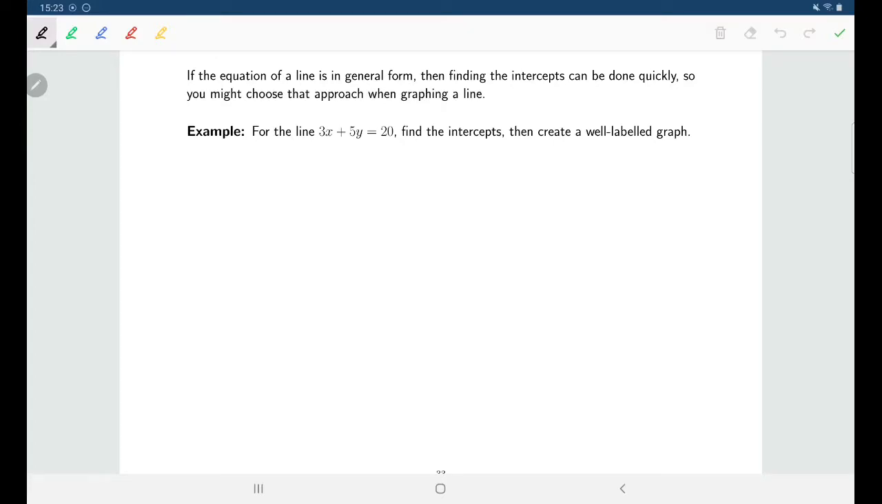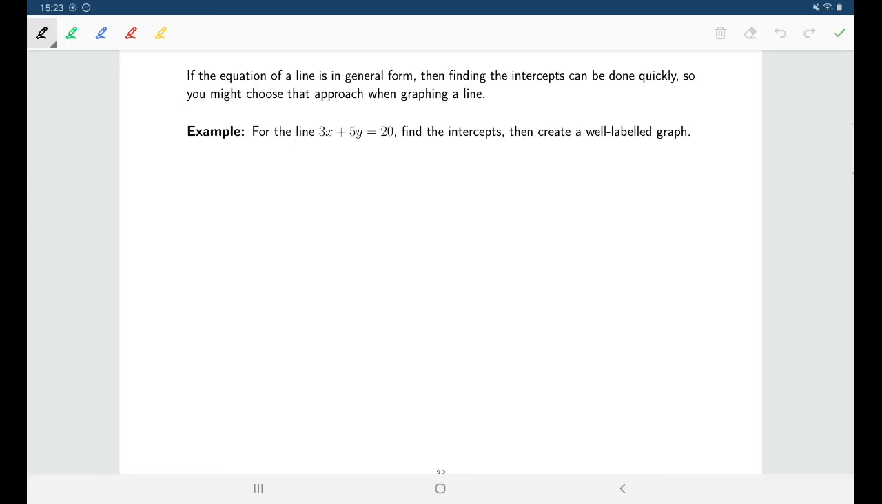Welcome back. In the second part of this lecture, we'll be talking a little bit more about equations of straight lines. Just doing another example here of graphing. In the previous video, we graphed a straight line by using its slope and then using that to generate a couple of extra points. If you've already got your equation written in general form, then it's really fast for you to find your x and your y intercepts. And so that might be the better approach if you're thinking of graphing a straight line.